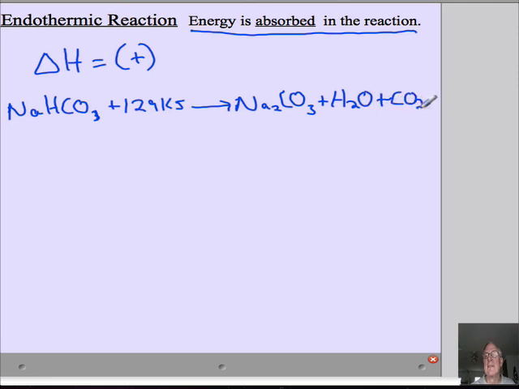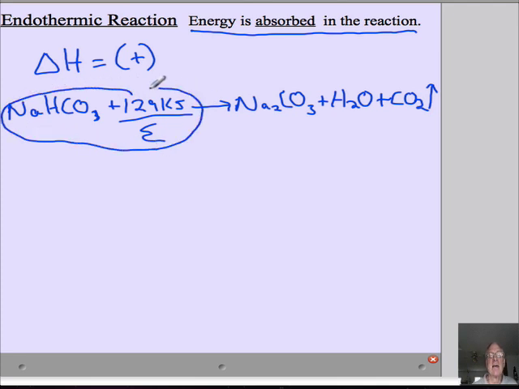And so the significance of that in cooking is that CO2 gas then is what causes the baked goods, the cake, or whatever it is, to rise. The point I want to make on this is that the 129 kilojoules, which of course is the energy, is on the reactant side of the equation. And remember, things on this side of the equation are things that are put in to the reaction. So the fact that energy is absorbed means that it has a positive heat of reaction, or change in enthalpy, and that we write the energy in on the left-hand side of the equation.